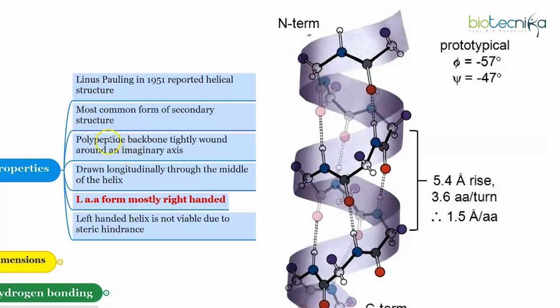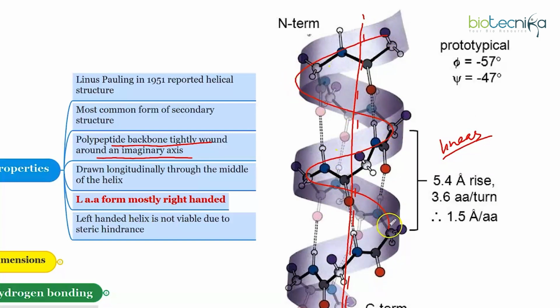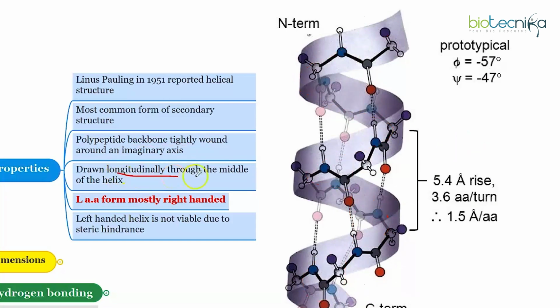In alpha helix, the peptide backbone is tightly wound around an imaginary axis. So this entire structure goes linear. You can see that if you have an imaginary axis going through the center, then this entire structure is as if it's a spring which is coiled around this central imaginary axis. That's why we see that it is longitudinally drawn through the middle of the axis.